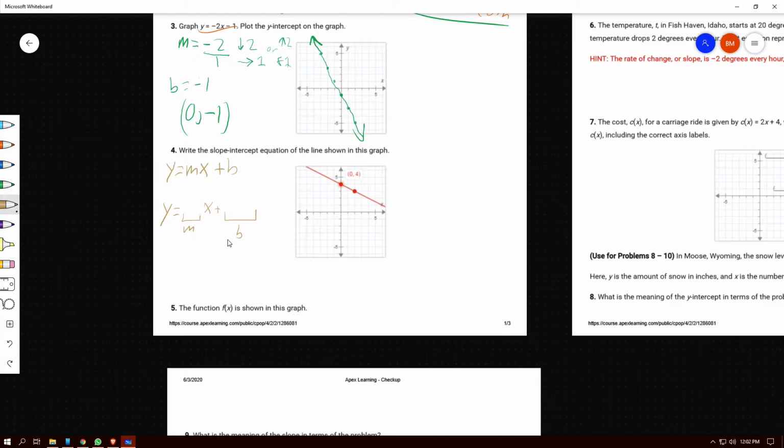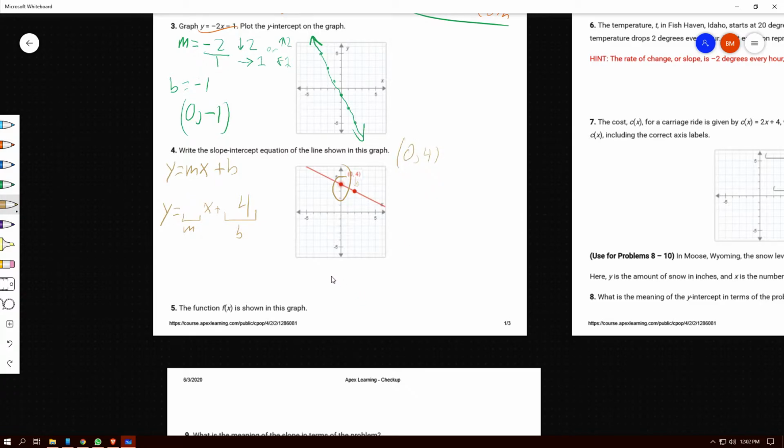I'm going to start with the y-intercept because it's usually the easiest. I need to find out where this graph crosses the y-axis. Right there. That's where the graph crosses the y-axis, and that is 0, 4. They actually already gave me the ordered pair there. But if I didn't, I'm on the y-axis: 1, 2, 3, 4. So it's 0, 4. So my b is that 4. Put that right there.